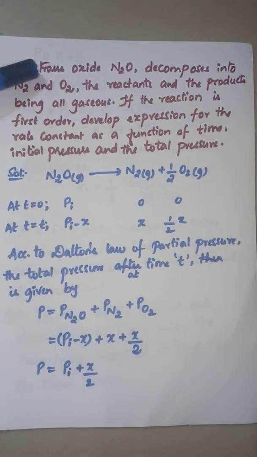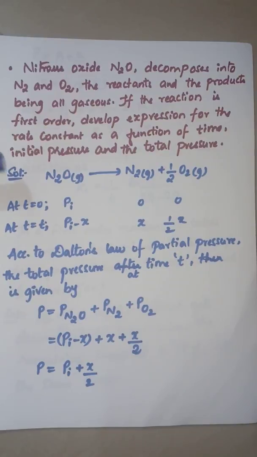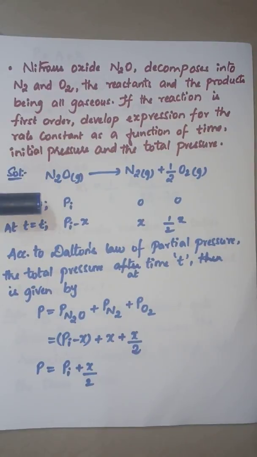So the question says nitrous oxide N2O decomposes into N2 and O2, the reactant and the products being all gases. If the reaction is first order, develop an expression for the rate constant as a function of time, initial pressure and the total pressure. Now, the decomposition reaction for N2O can be written as N2O gives N2 plus half O2. Now what we have to do is, as a function of pressure and time, write the stoichiometries, right? At time t equals 0, what will be the pressure? Initial pressure, let us consider it as Pi.